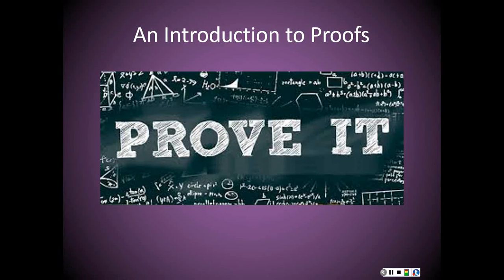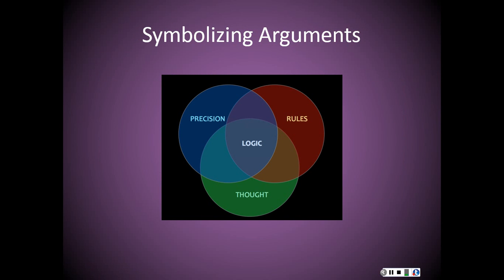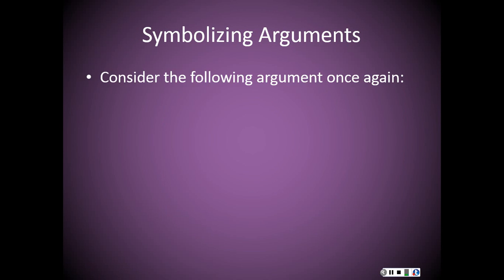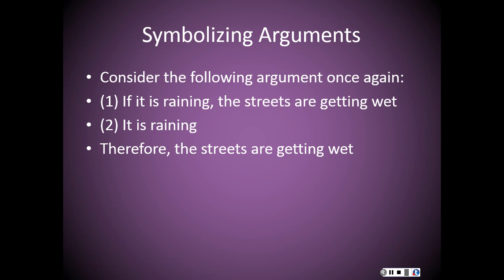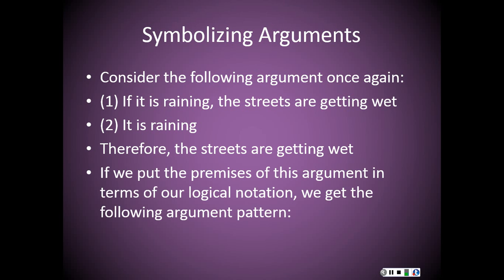In this lecture, we get down to the nitty-gritty of what this course is really about, namely the construction of formal proofs. So let's start out by talking a little bit more about how to symbolize arguments. So consider the following argument once again. If it is raining, the streets are getting wet. It is raining, therefore the streets are getting wet.